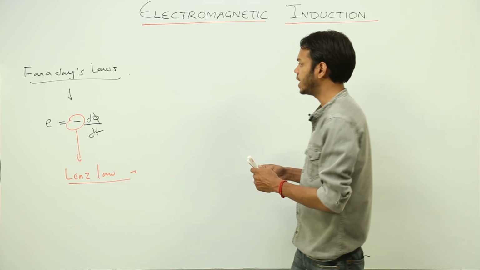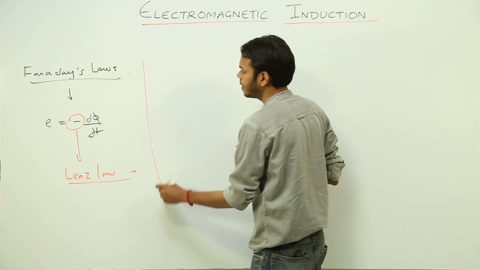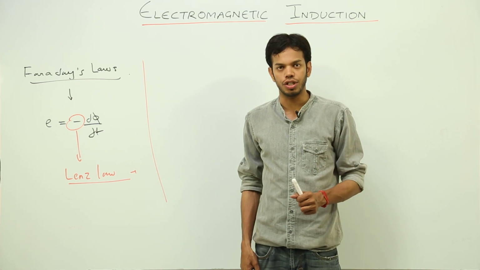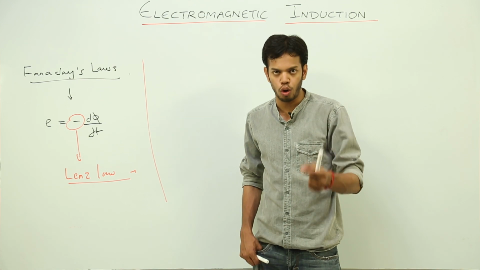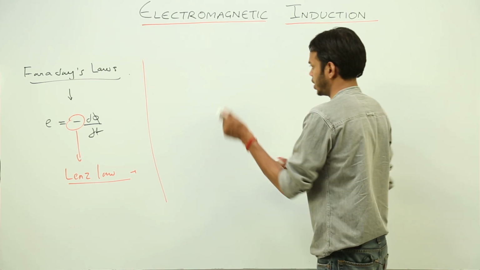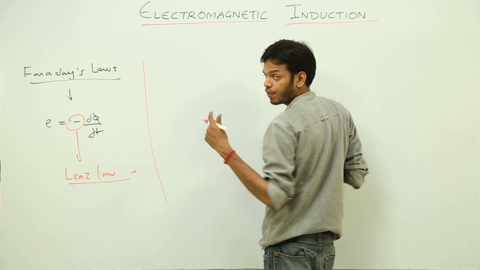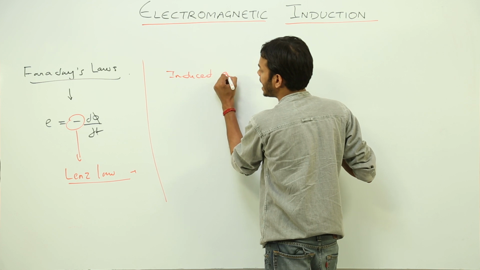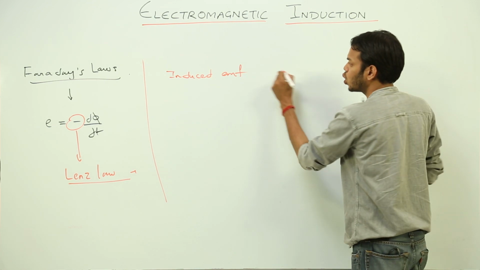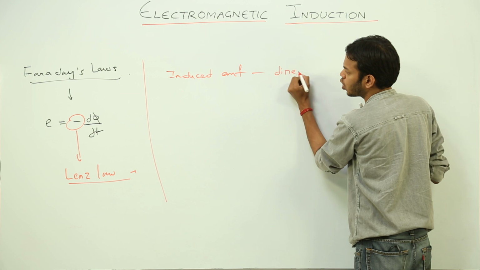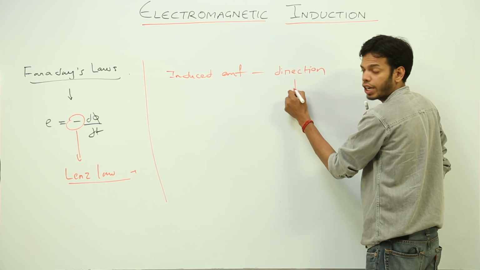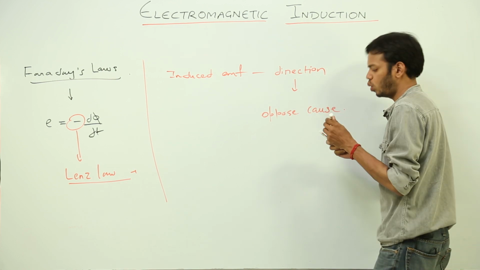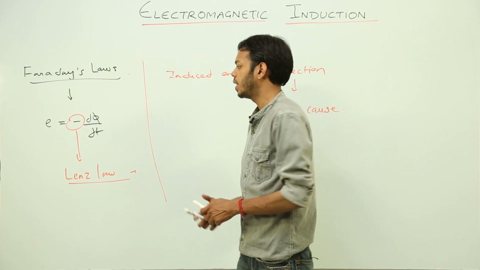What is Lenz's law? Note down the statement. Lenz's law states that induced EMF always appears in such a direction so as to oppose the cause responsible for its production. This is how induced EMF is to be formed.